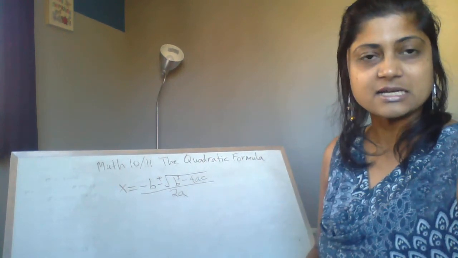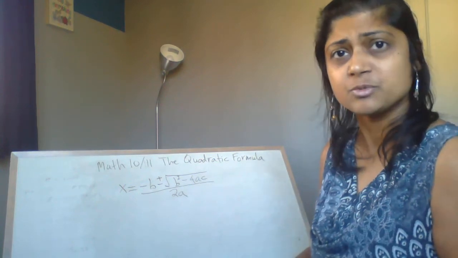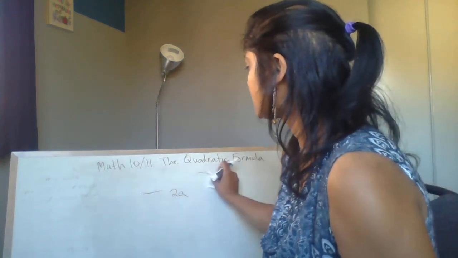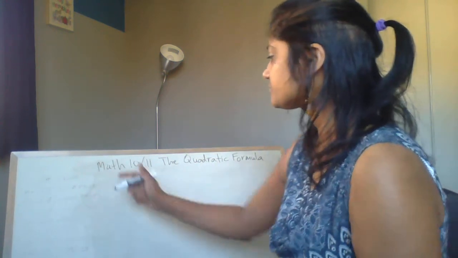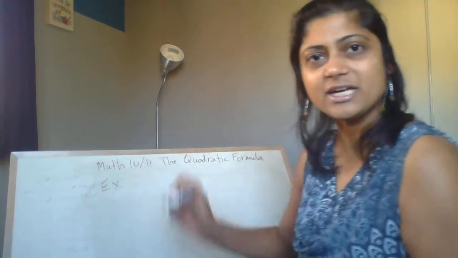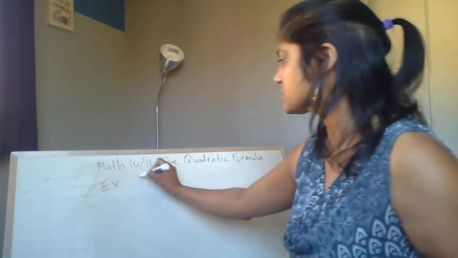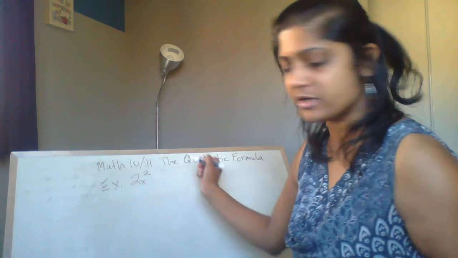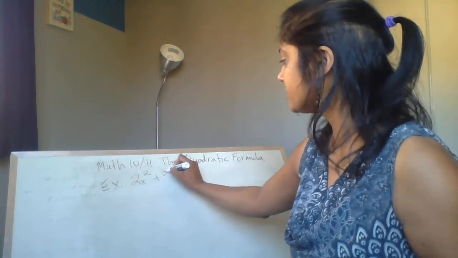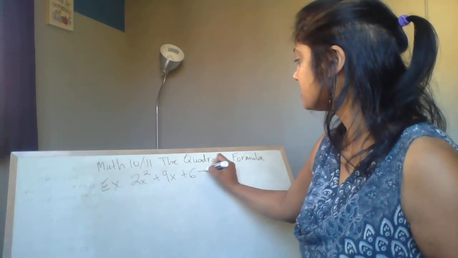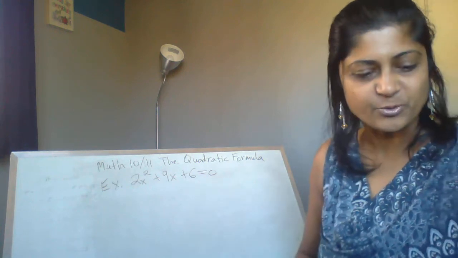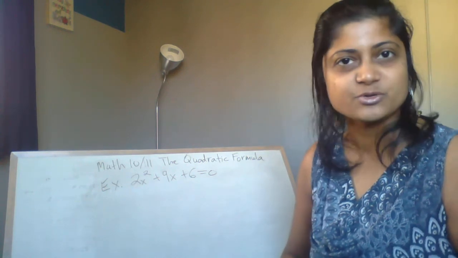We're going to go into the textbook and try just a couple of these examples. All right, so I'm going to just take this off so we have more room. Okay, and let's write example. So let's try this one here: 2x squared plus 9x plus 6 equals 0. All right, so I'm just going to make sure the signs are correct.